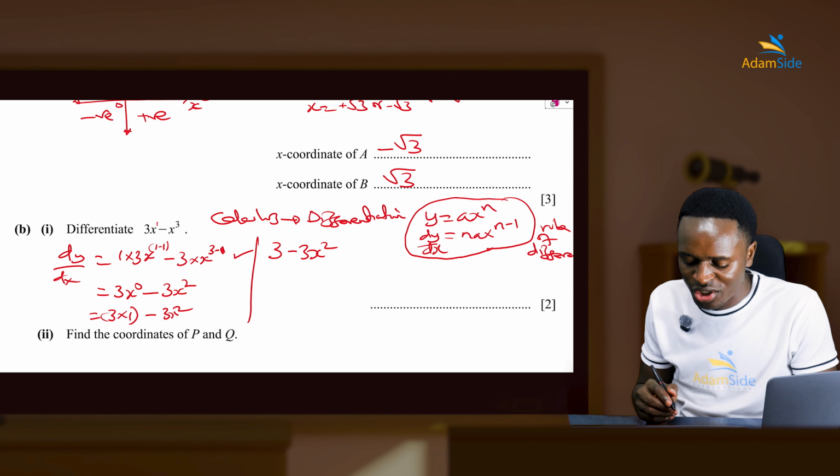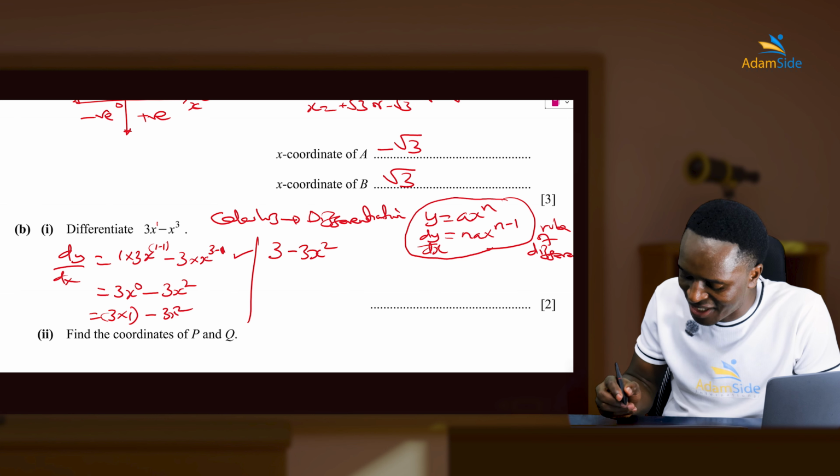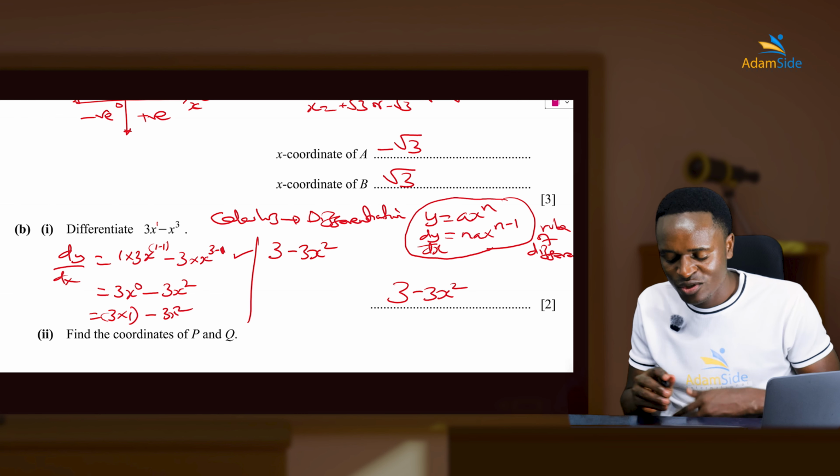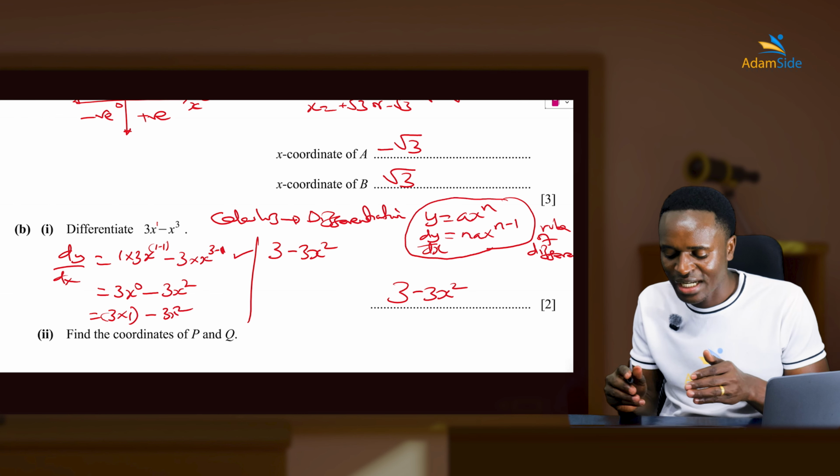This is what we are going to write as our curve. So it's 3 minus 3x squared. This is what we're going to write as our answer after differentiating our cubic equation.